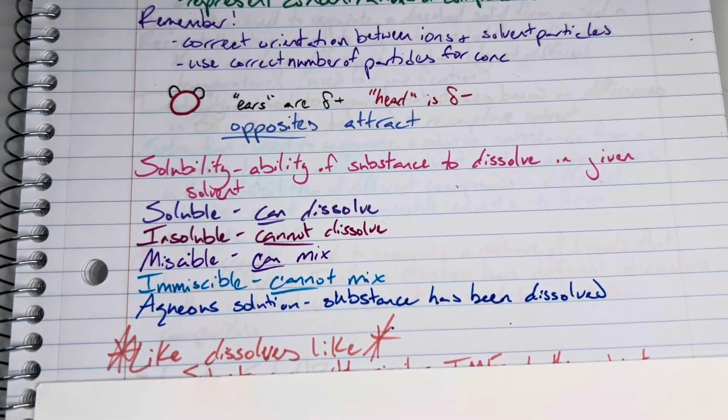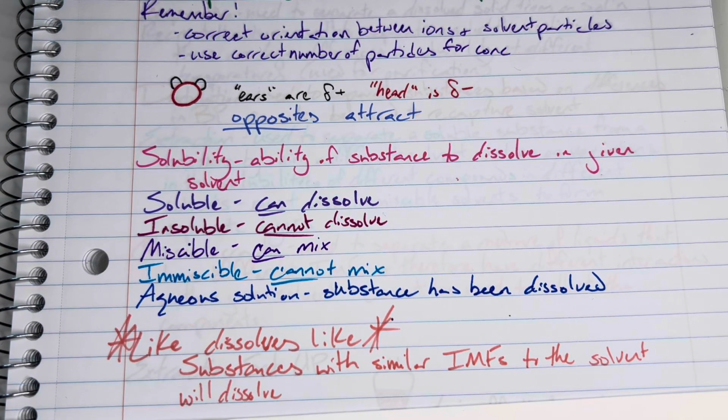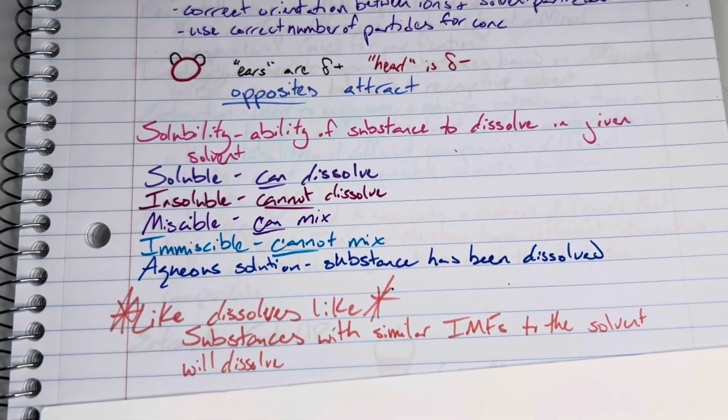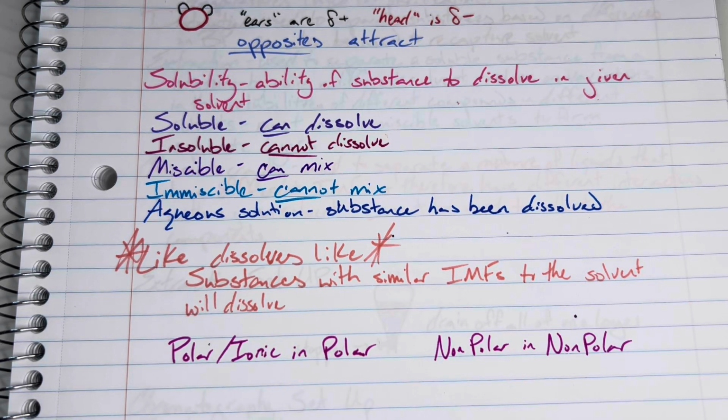Remember also that like dissolves like, and so substances with similar intermolecular forces to the given solvent will dissolve. And so for polar solvents, you can dissolve things that are also polar or are ionic, since we have dipole-dipole interactions and dipole-ion interactions. And then for nonpolar substances, only other nonpolar substances can dissolve into them, since they only have London dispersion forces to rely upon.